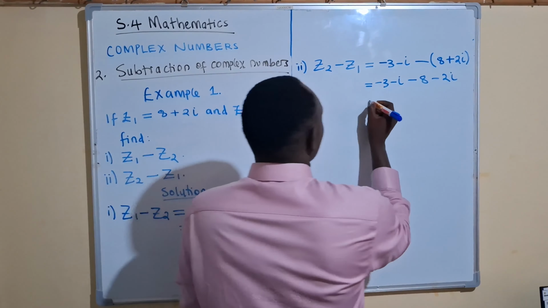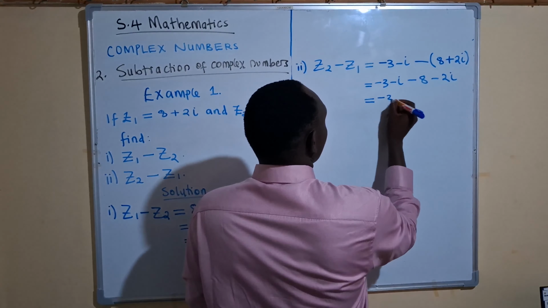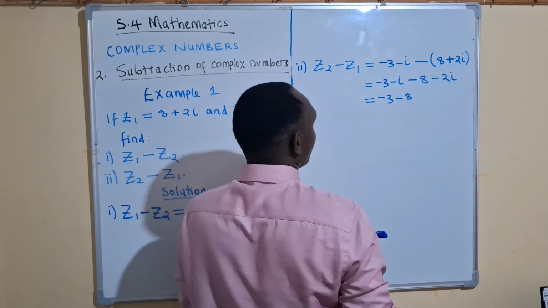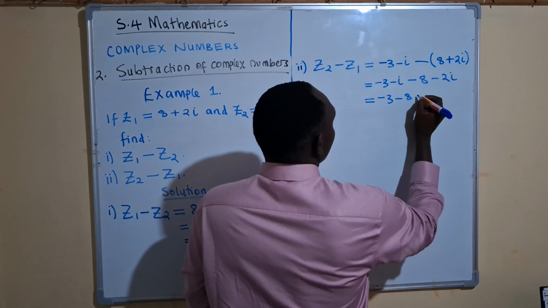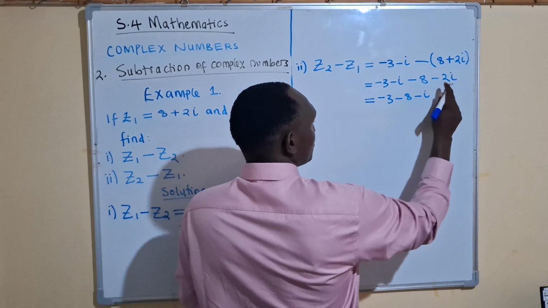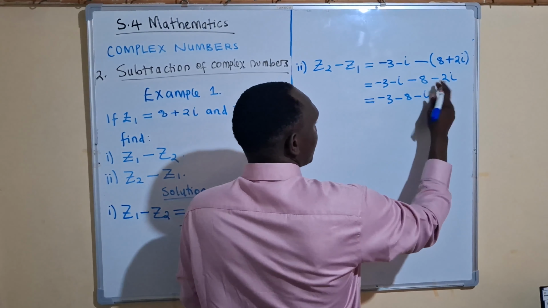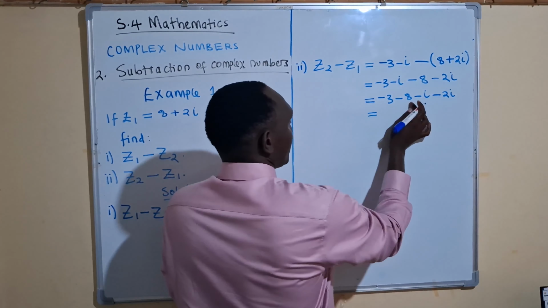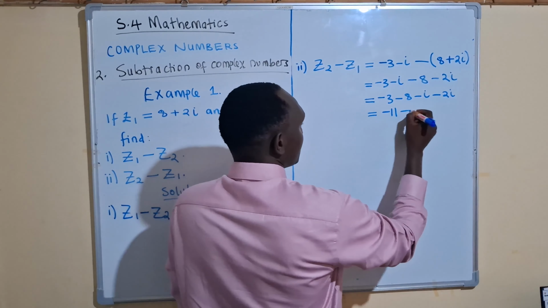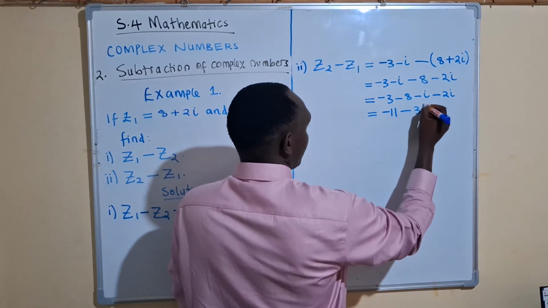And with this, we shall do it in this manner. Negative 3 minus 8, those are the real parts of the real numbers. This i is carrying a negative sign, so we shall say minus i. 2i is carrying a negative sign, so here it will be minus 2i. If we subtract negative 3 minus 8, it is negative 11. Negative i minus 2i is negative 3i.